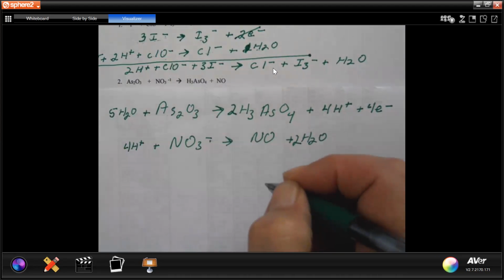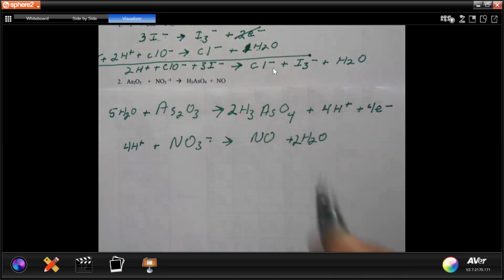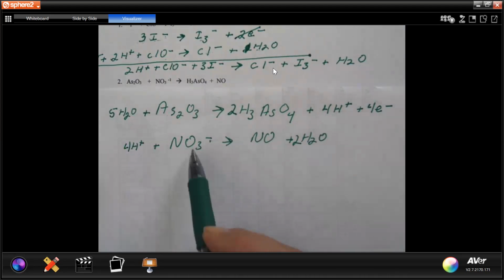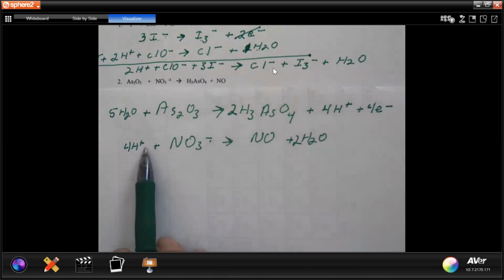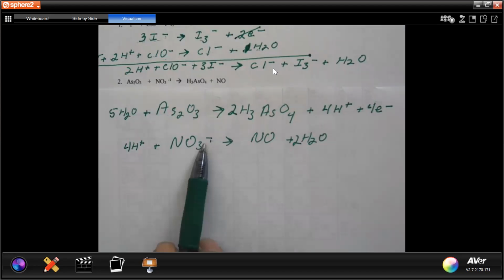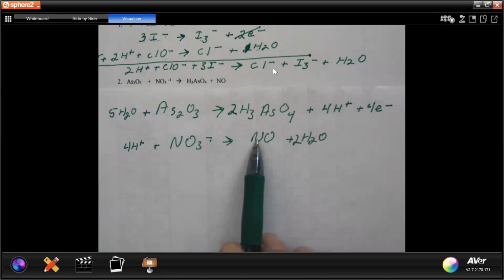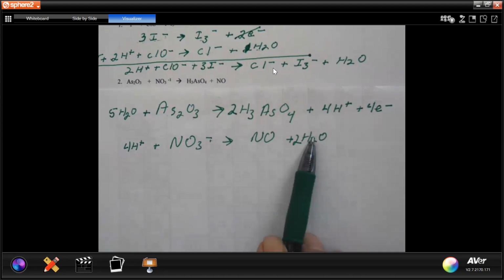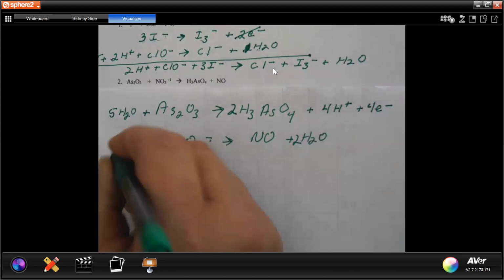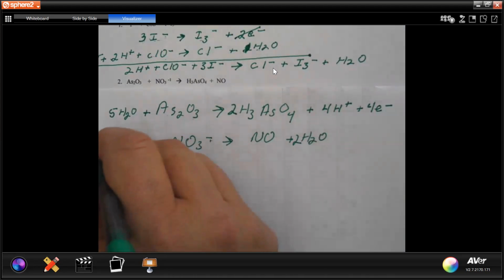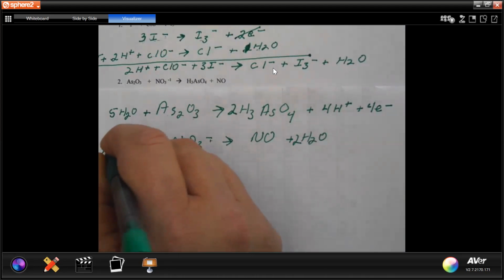And now I need to balance the charge with electrons. The total charge on the left here is +3. I've got +4 and -1. On the right, it's electrically neutral. So that means I need 3 electrons on that side.